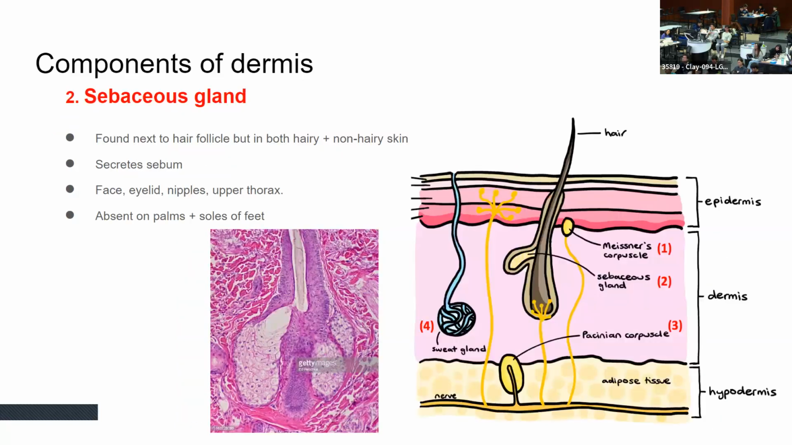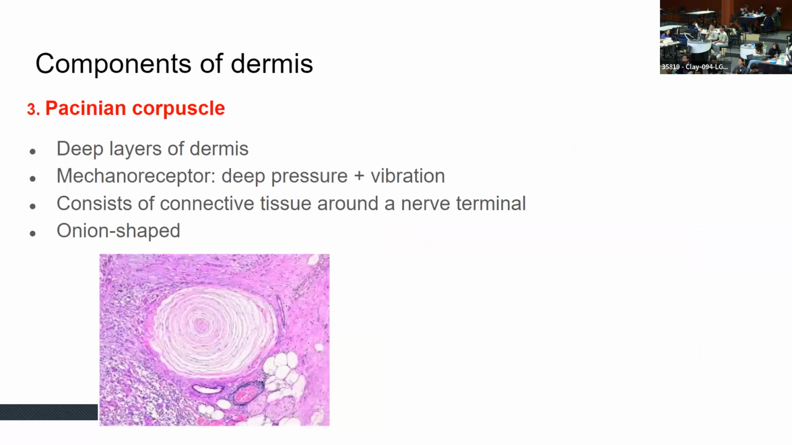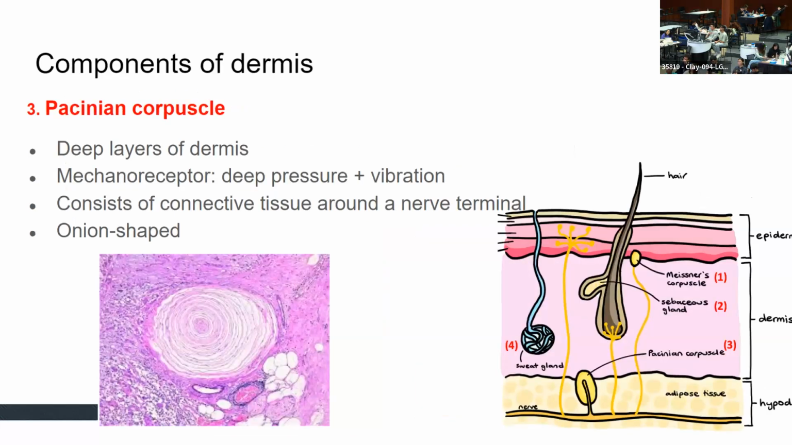Your sebaceous glands are found next to the hair follicles, but they are found in both hairy and non-hairy skin. Pretty much they secrete sebum. And so you think of anywhere that secretes any sort of sebum, which is like a mixture of fats and fluids, you're going to have a sebaceous gland. And obviously not on the palms and soles of your feet where you're not secreting anything.